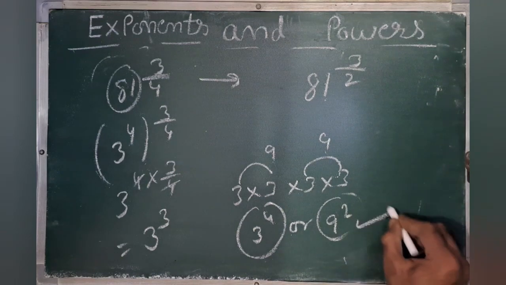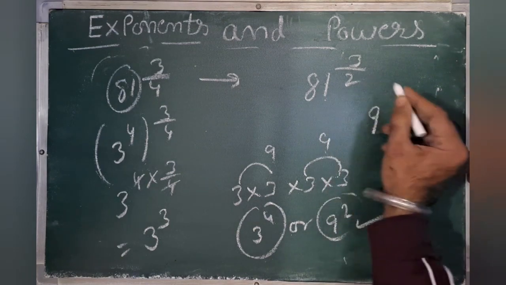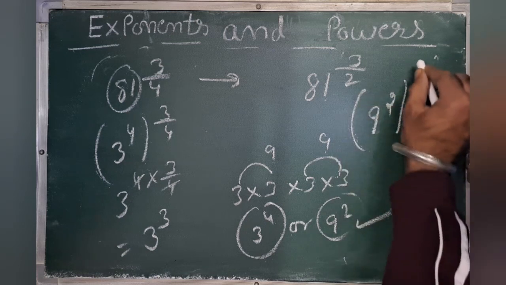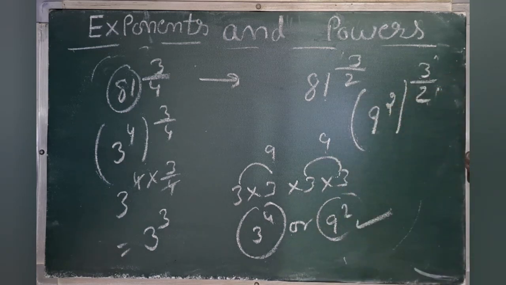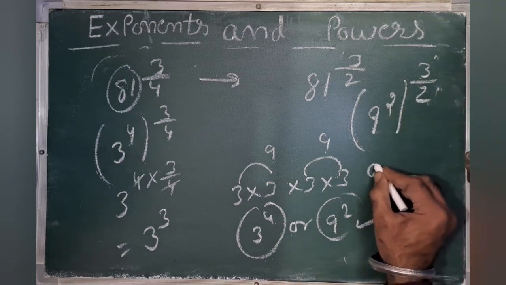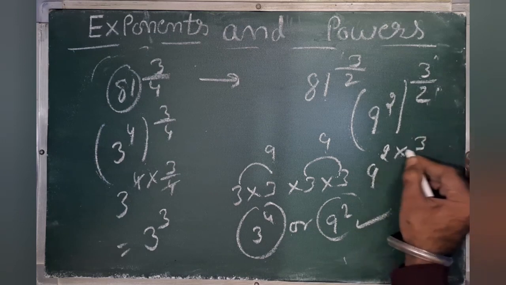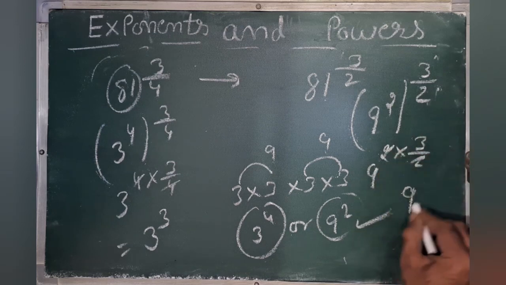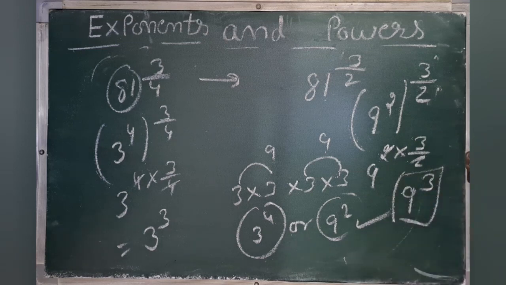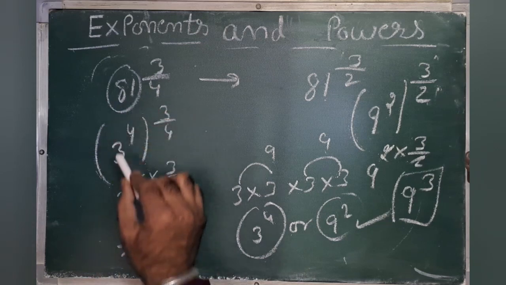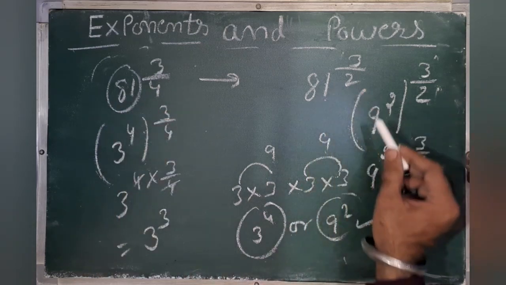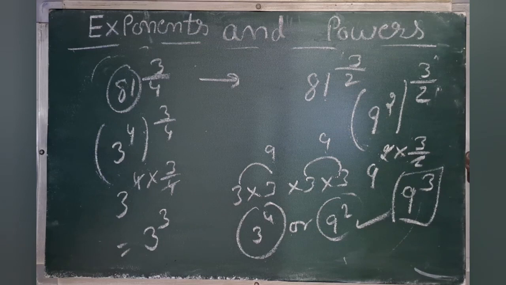If we use 9 power 2 in this case, 81 I can write as 9 power 2, and the whole power is 3 by 2. So this is a power m whole power n, that means a power m multiply n. So again 2 with 2 cancel, 9 power 3. So it depends only on the question how we factorize this. 81 we can use 3 power 4 and 81 we can use 9 power 2. So it depends on our question how we have to use this. I hope you understood this concept.